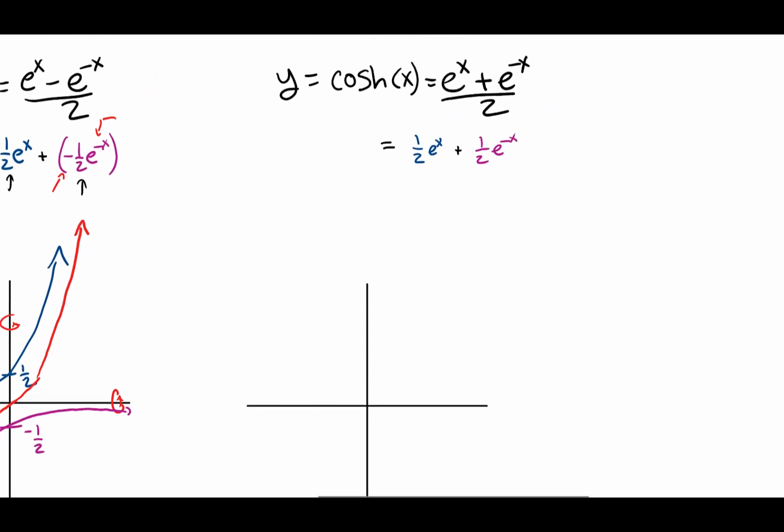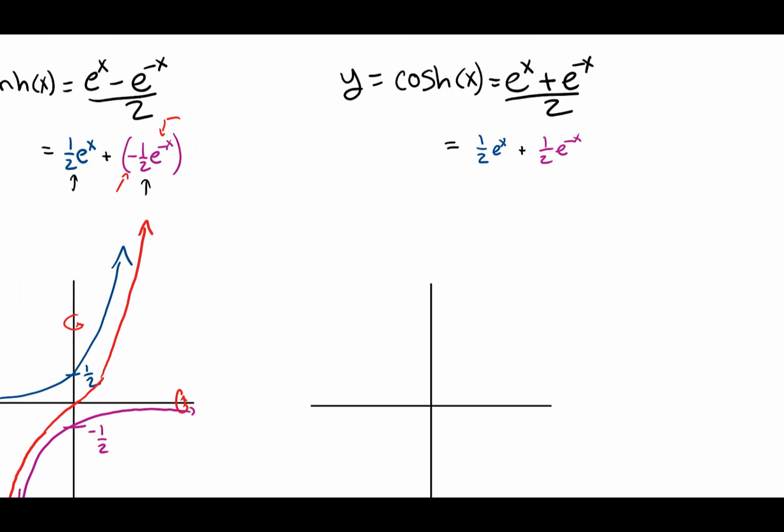With cosine hyperbolic, well, we have the same two things. The only difference is our second function, or the second piece on the right, doesn't have a negative. So we're going to go through and try and graph this again. Our 1/2 e to the x, we got that one from the first. 1/2 e to the x from the first one. Takes off, and there's our exponential graph going right through 1/2.